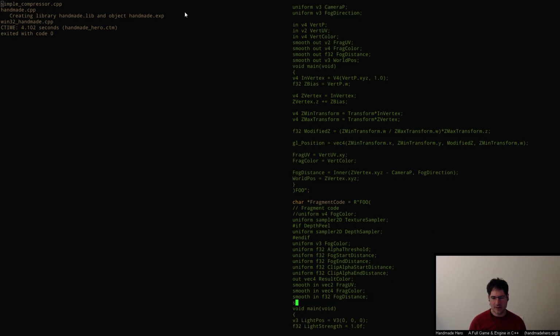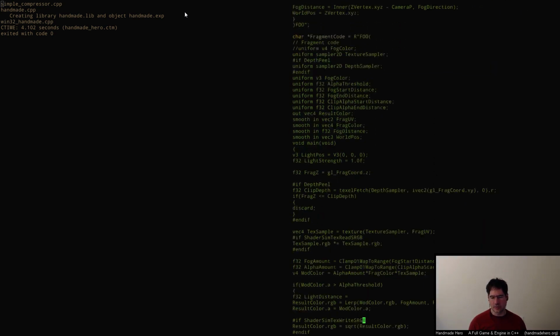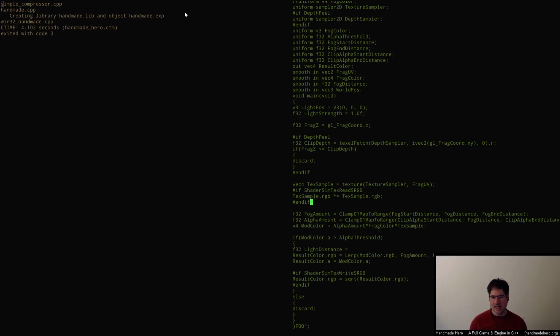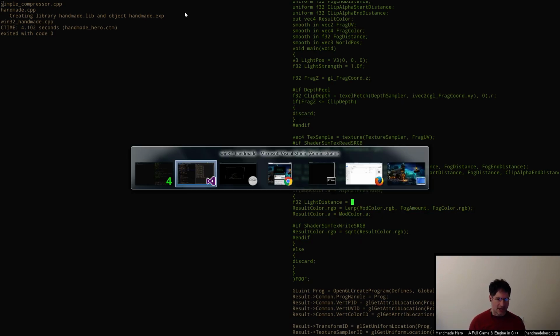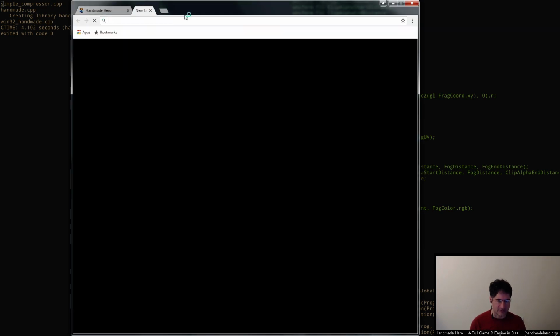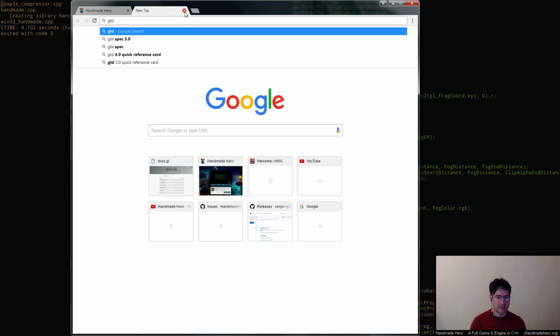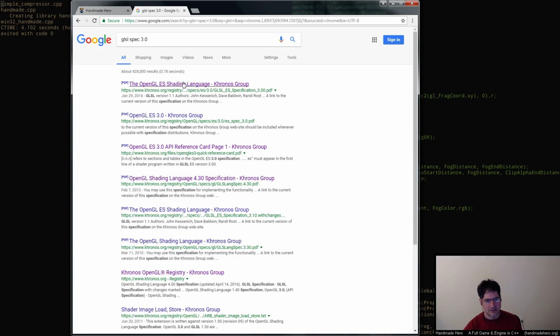We can then say we've got our smooth in vec3 world pose, but now we know where in the world each pixel actually is supposed to be. And so we can figure out how far away it is, right? I don't remember if I have to do this computation myself, but I'm pretty sure it's actually built in. So I'm going to just double check that it is. Don't quote me on that.